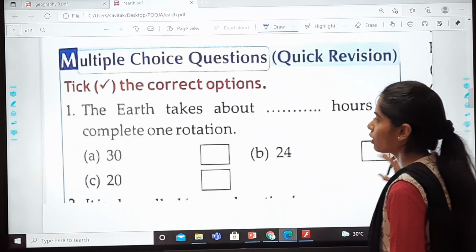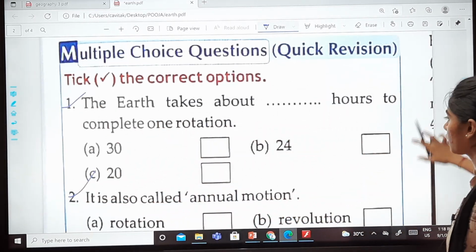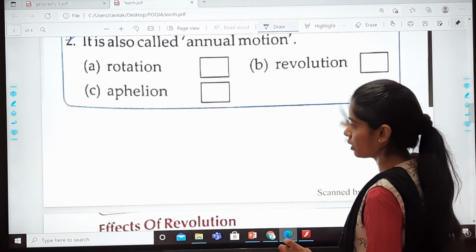Now moving forward, so this is your homework. First and second MCQ. Do it on your own, okay? This is related to what we discussed.